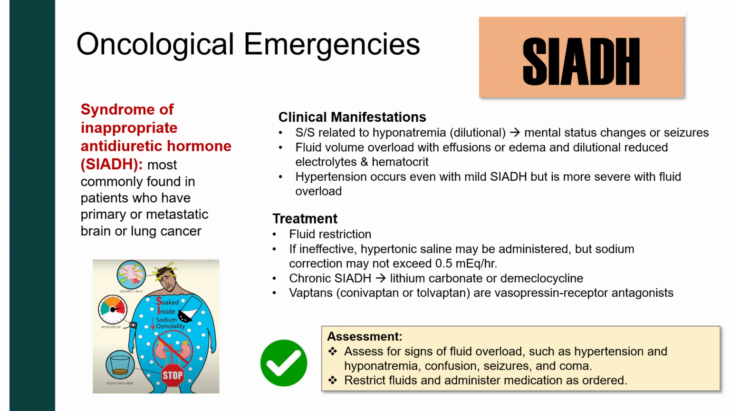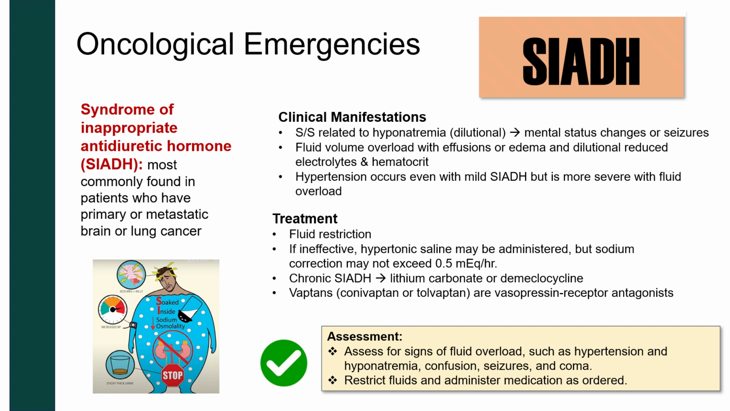And for chronic SIADH, they could be given lithium carbonate or demeclocycline. There's also other medications. Vaptans are vasopressin receptor antagonists, and that could help. It just really depends on the clinical presentation of the patient.